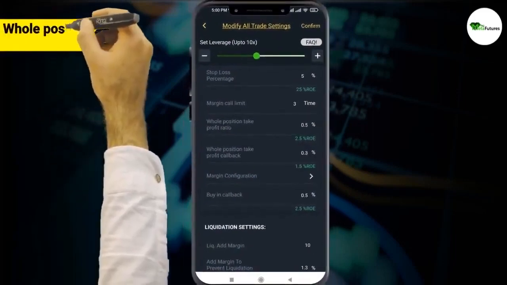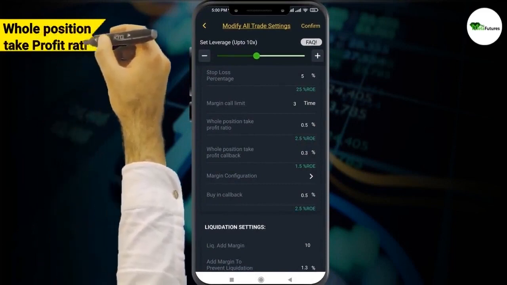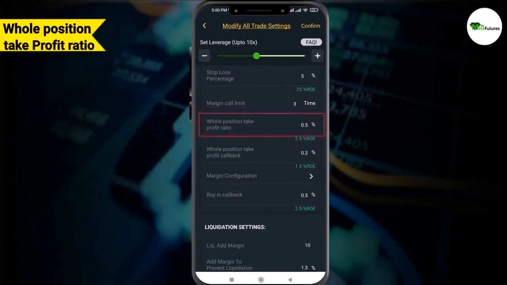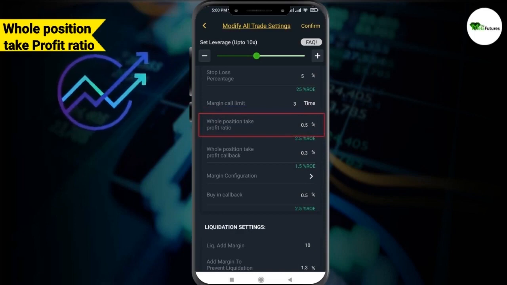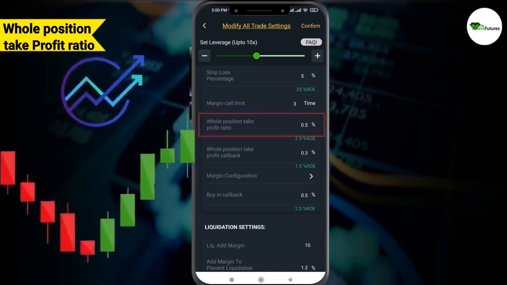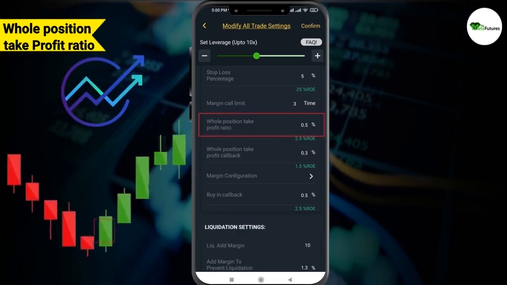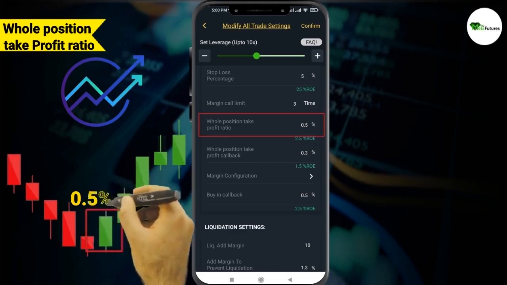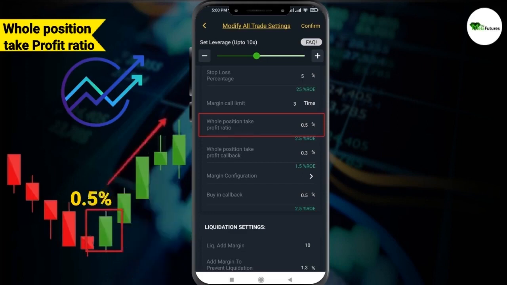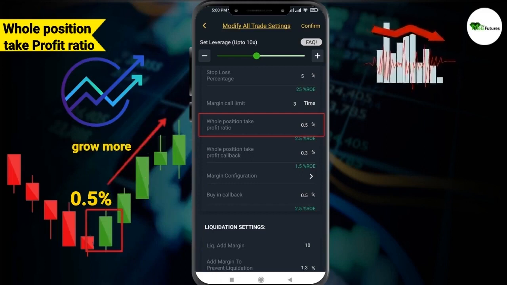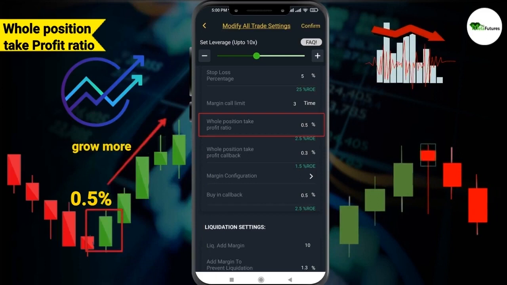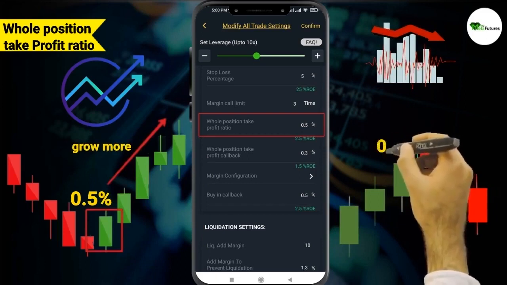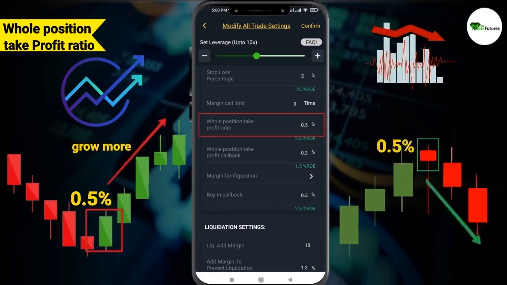Next is the whole position take profit ratio. It's the profit percent that you want to take. After this percent the bot will trigger the order. Suppose that you have placed an order that the trade will go up. As I have entered a 0.5% value in the whole position take profit ratio, whenever the trade goes up by 0.5%, then the bot will come out after extracting profit, but there is a possibility that the trade will go up more. Same in another case, you have placed an order that the trade will go down. So when your trade goes down by 0.5%, then the bot will come out after extracting profit, but there is a possibility that the trade will go down more.